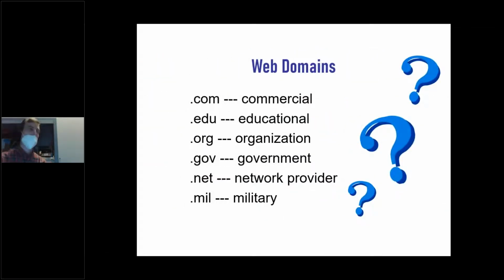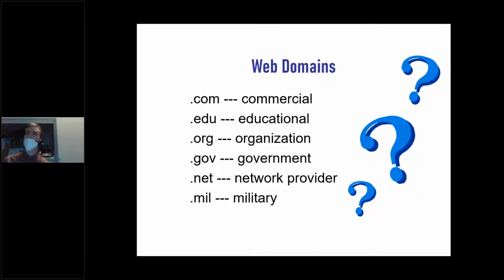Now, domain names can be important, so we don't want to gloss over those because there are several. And here's a list of some more of the common ones. At the top of that list there is .com, the one we've probably seen most often, which stands for commercial. We have .edu for educational, .org for organization, .gov for government, .net for network provider, and .mil for military.